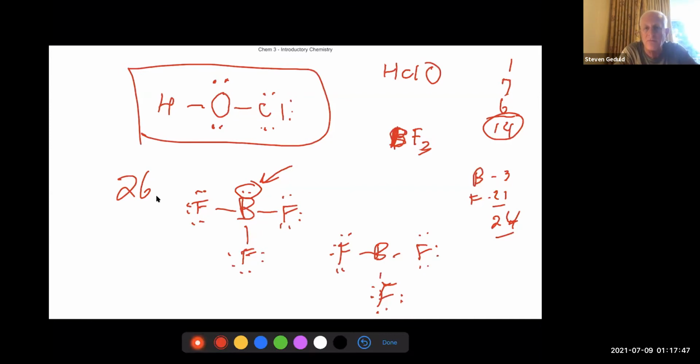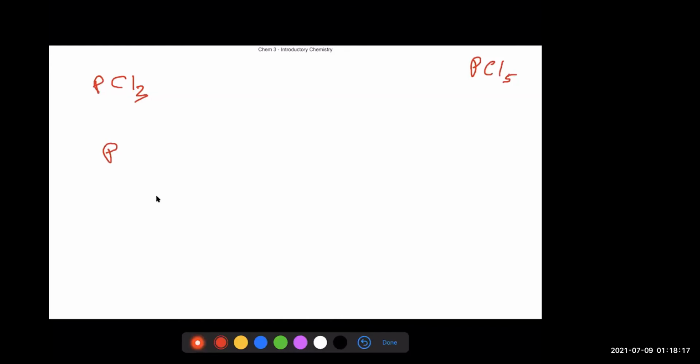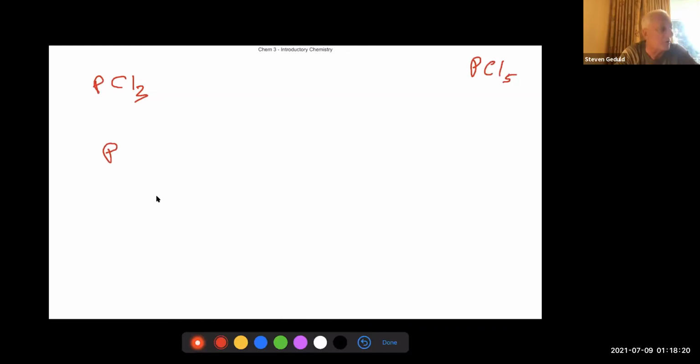Okay. Let's do phosphorus trichloride. So let's erase this. And we have phosphorus trichloride, and we're going to do phosphorus pentachloride. Right? So why does phosphorus have to go in the middle in PCl3? Because chlorine's terminal. Perfect. Exactly right. Chlorines are terminal.